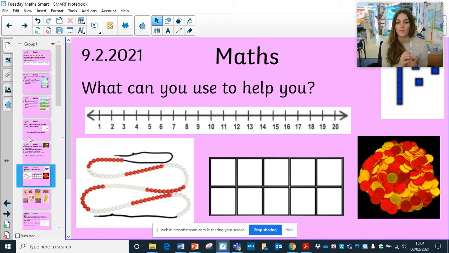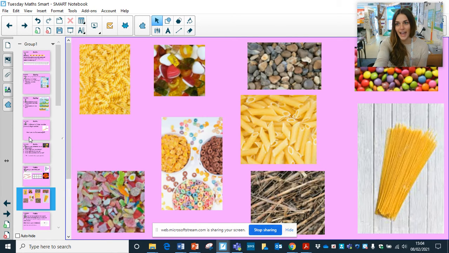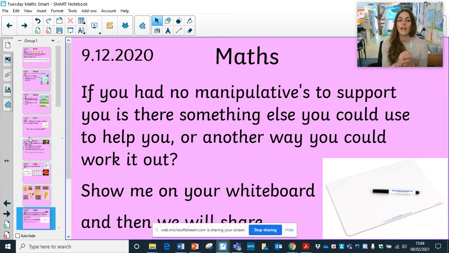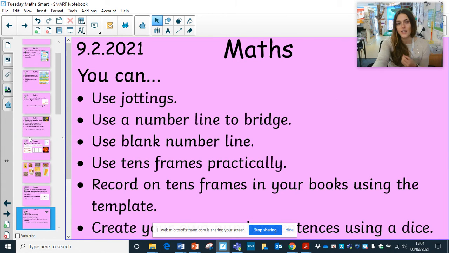So what can you use to help you? As always, I attach some images just to support you with your sharing, your speaking, and talking about those methods and the things that we use, those manipulatives. Again, use what you have access to at home. If you have no manipulatives, is there something else you could use, or another way you could work that out? Okay. So these are the ideas. Jottings, number lines, blank number lines, tens frames, all of those are absolutely brilliant ways to use. It's just choosing the most efficient, the best and quickest way to work something out.